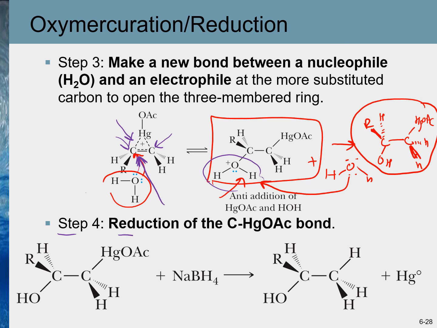Step 4 is the reduction of carbon-mercury bond to convert it to carbon-hydrogen bond. The reducing agent which is used in this reaction is sodium borohydride. The mechanism of this reduction process is beyond the scope of this book and hence it will not be discussed in this chapter.